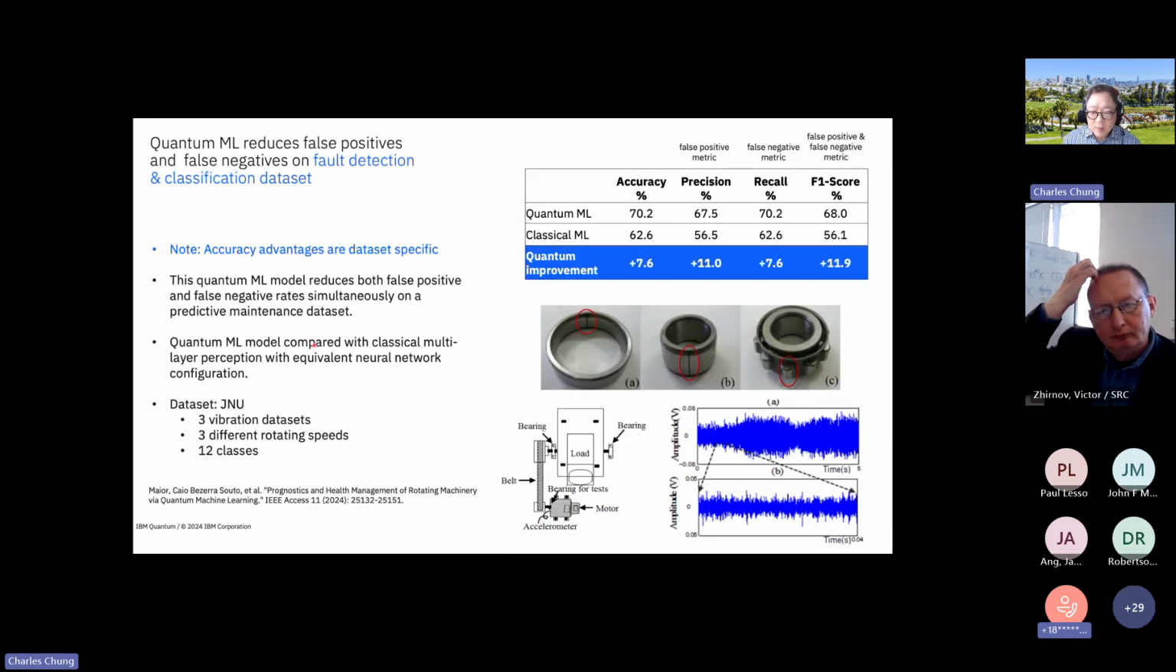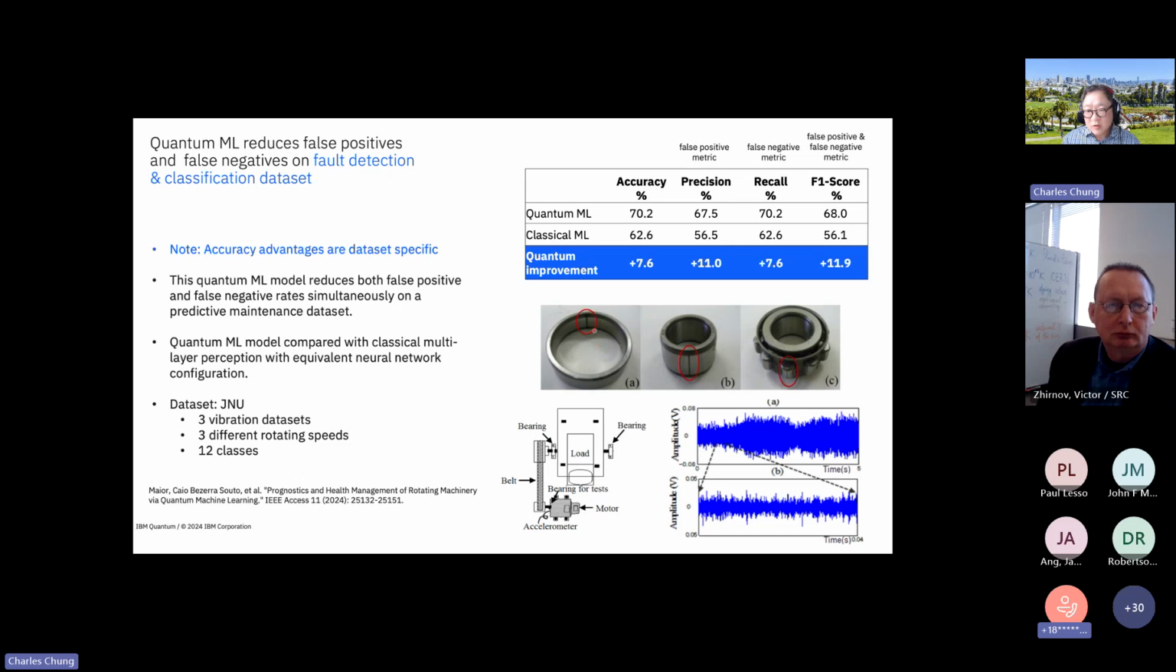And this is a paper published by UCLA on a fault detection and classification data set. This is for rolling machinery. And you can see what they've done here is that there are these three components in a bearing. So this is an inner ring, this is the middle ring, and then this outer ring sits on the outside. They put the whole bearing on a motor, and then put a load on the bearing as well. And then they have an accelerometer attached in order to just watch vibrations coming off the system.